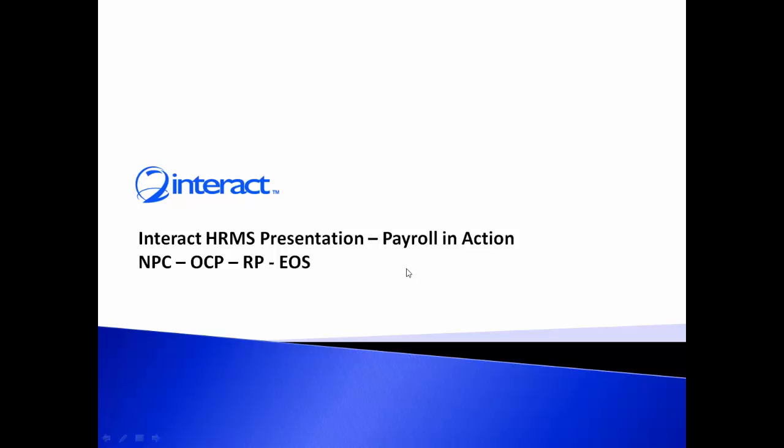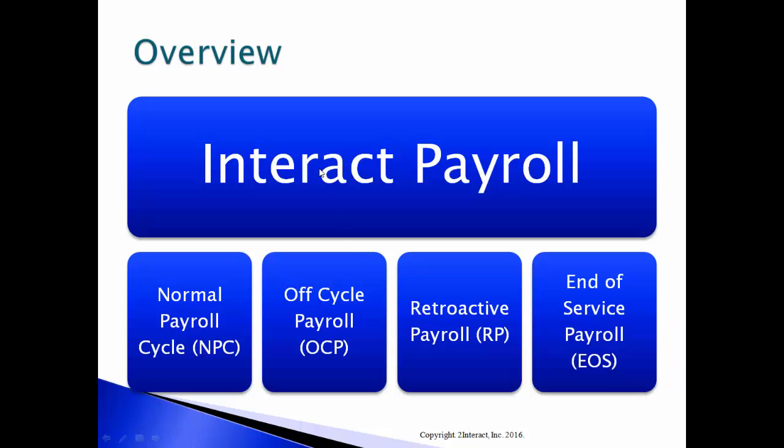Welcome to this presentation, which is going to focus exclusively on the key payroll processes in Interact. Interact HRMS has a very strong global enterprise payroll solution, which consists of a single engine that has 4 different processes. The first one is the normal payroll cycle, which is the pay run that you do for every single employee every pay period. The second one is the off-cycle payroll, which is going to be when you're dealing with exceptions that need to be processed outside of the normal pay cycle.